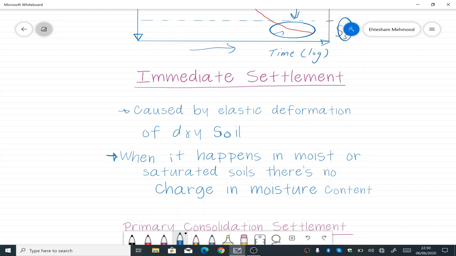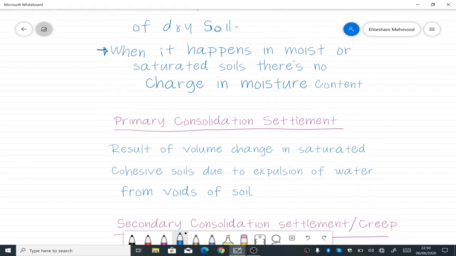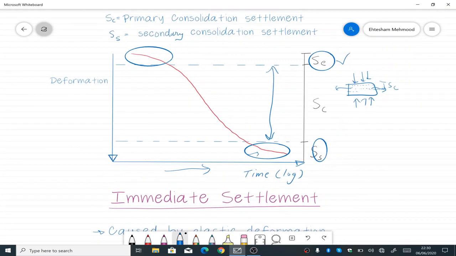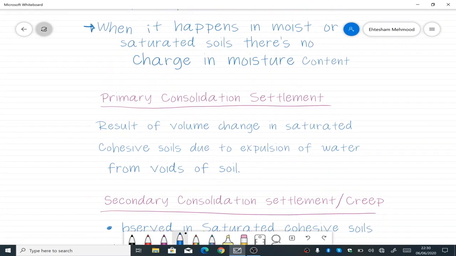So just to go through the immediate settlement definition again, it is caused by the elastic deformation of the drier soil, and when it happens in moist or saturated soil, there is no change in the moisture content. Primary consolidation settlement, that is the major chunk. Sorry, that is the primary consolidation. It is the result of the volume change in a saturated cohesive soil due to expulsion of water from the voids of the soil.